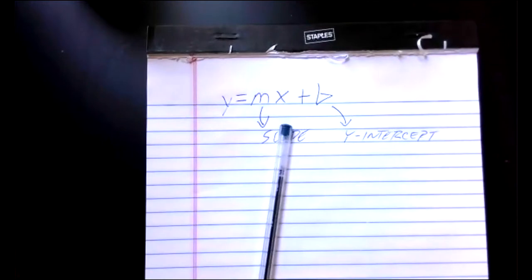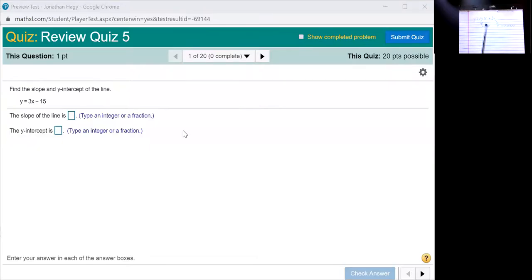So if we look at a problem from the review, what does this problem say? Find the slope and y-intercept of the line. Well, this is pretty straightforward. So m here is 3. b is going to be negative 15. And the reason being is because in the form y equals mx plus b, b is positive. Here it's negative, so we have to include the negative.